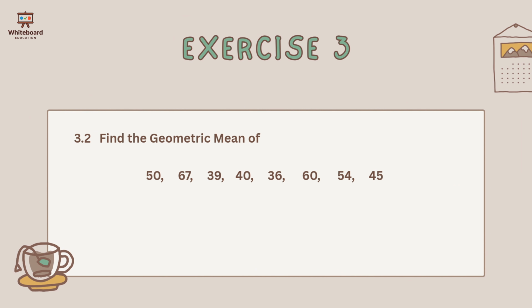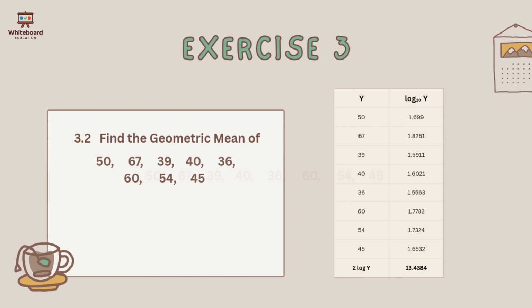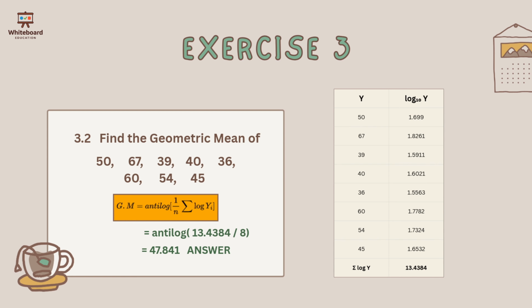Here let's start with question 3.2. Find the geometric mean of 50, 67, 39, 40, 36, 60, 54, 45. For that, we form a table of all these values and take the log of each of them and then add them. The formula of GM is antilog of 1 over n sigma log y. So we take the antilog of 13.4384, which is the total of log y divided by n, which is 8, so the answer is 47.841.